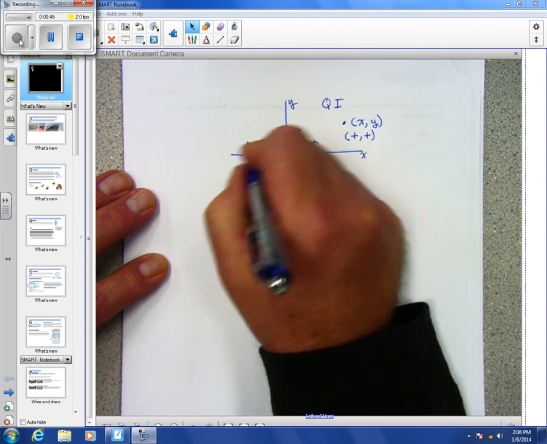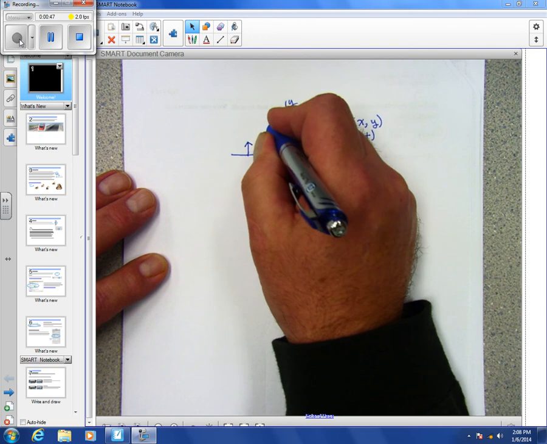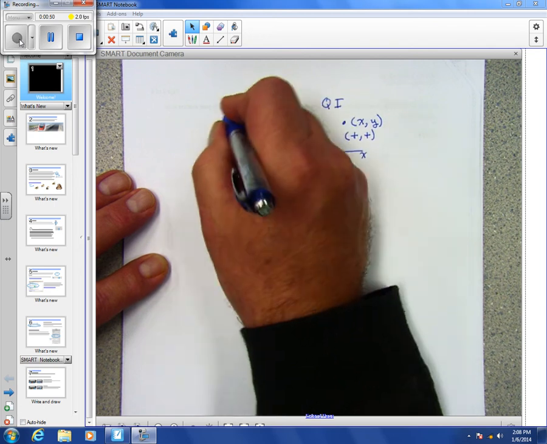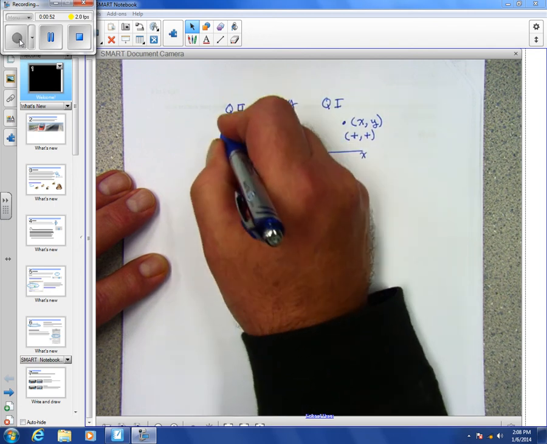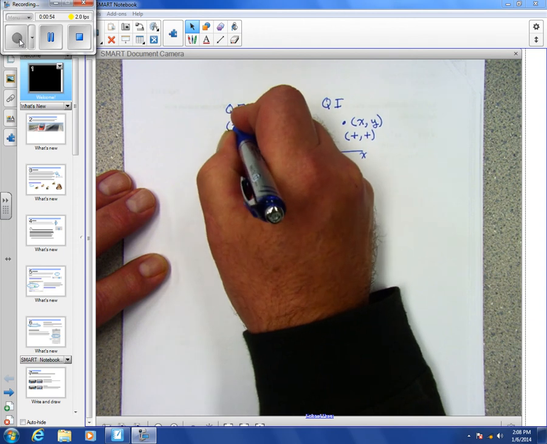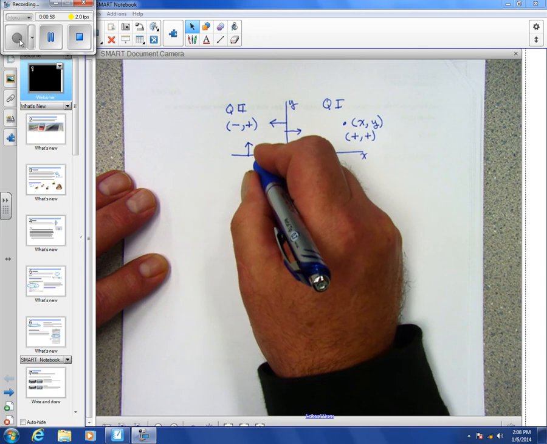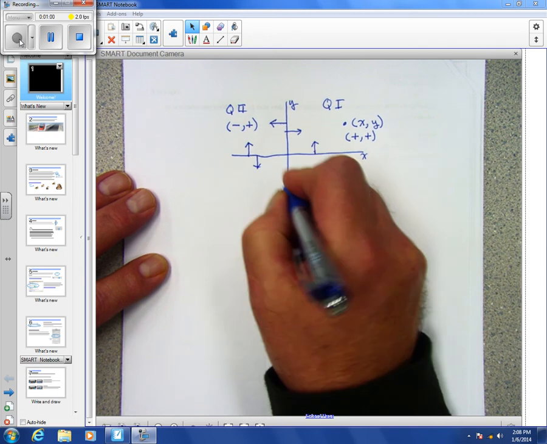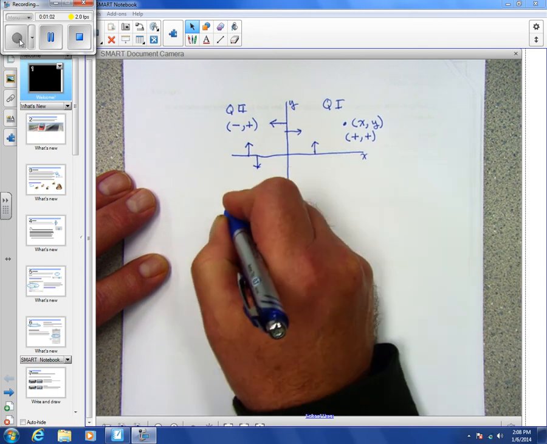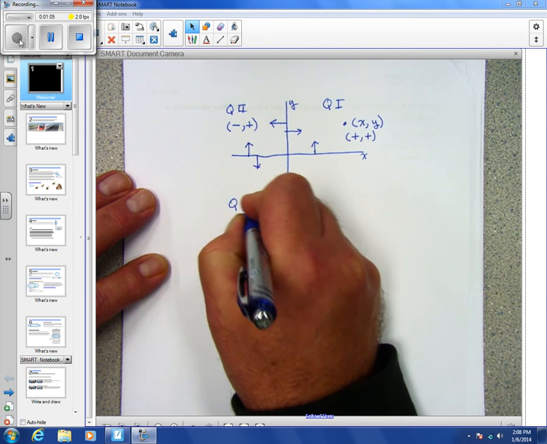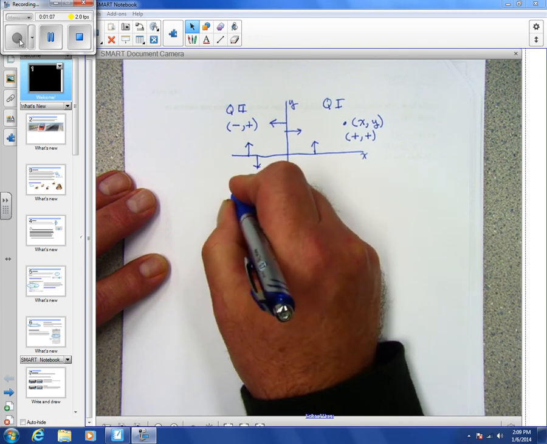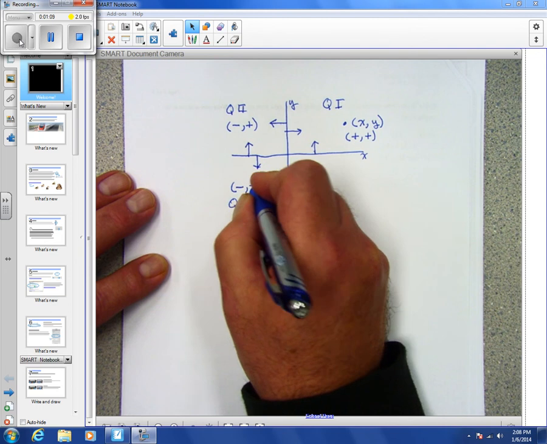The second quadrant is above the x-axis and to the left of the y-axis. This is quadrant 2. And the ordered pairs here will be negative, positive. Negative x, positive y. If we go below the x-axis and to the left of the y-axis, we get quadrant 3. And all your ordered pairs here are going to be negative x and negative y.